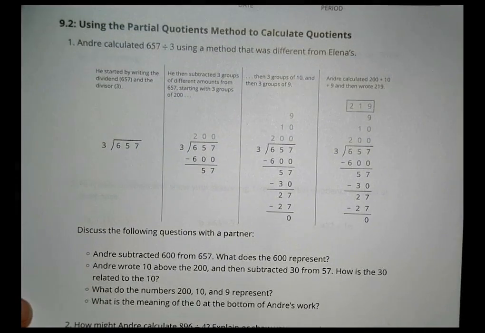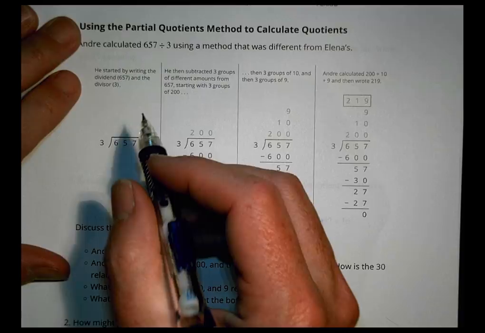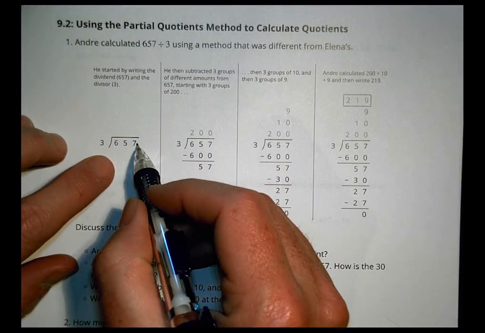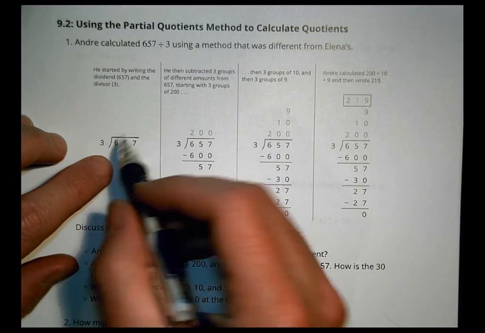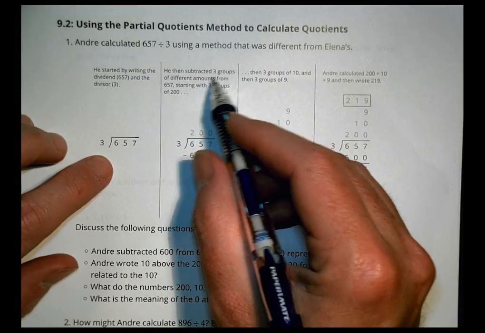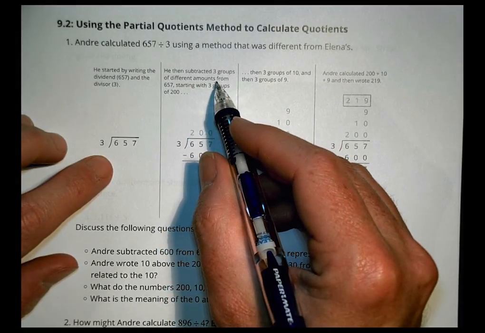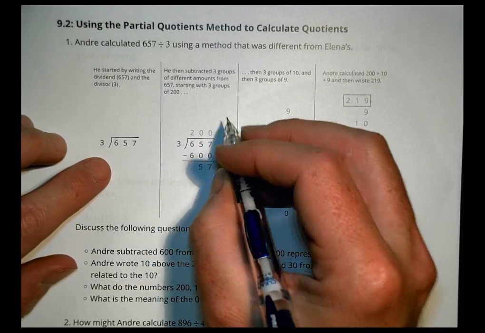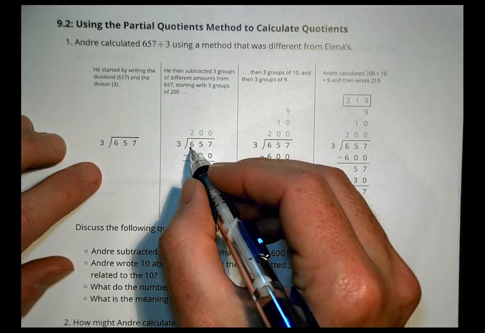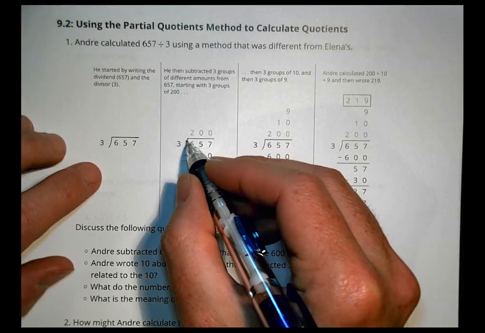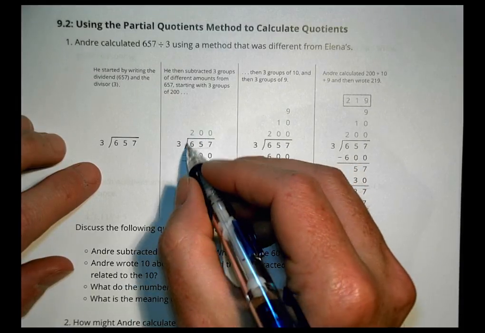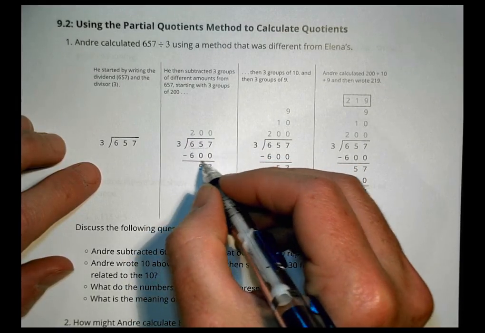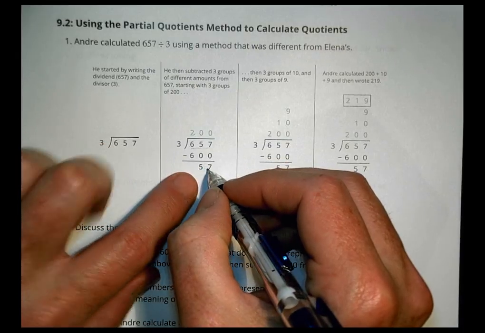Now Andre does it a little differently. Andre starts by writing 657 divided by 3. And we can see that he then subtracted 3 groups of different amounts from 657, starting with 3 groups of 200. So he says, okay, in the 657, I know that there are 3 groups of 200 inside of here, because 200 times 3 is 600. So what's left is 57.